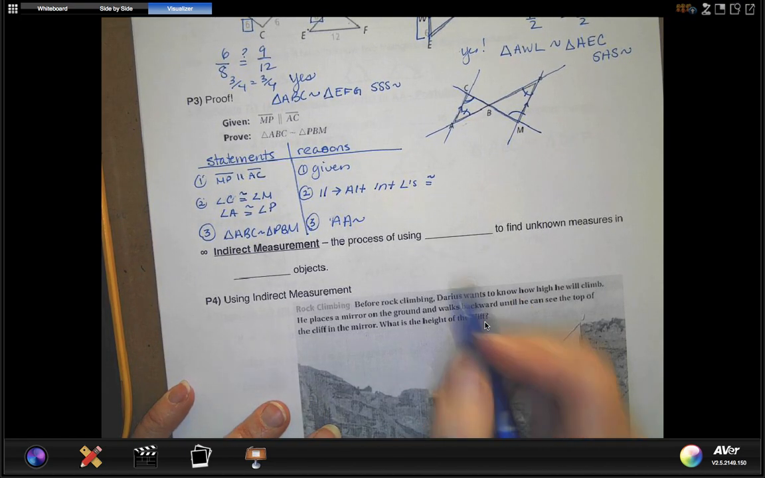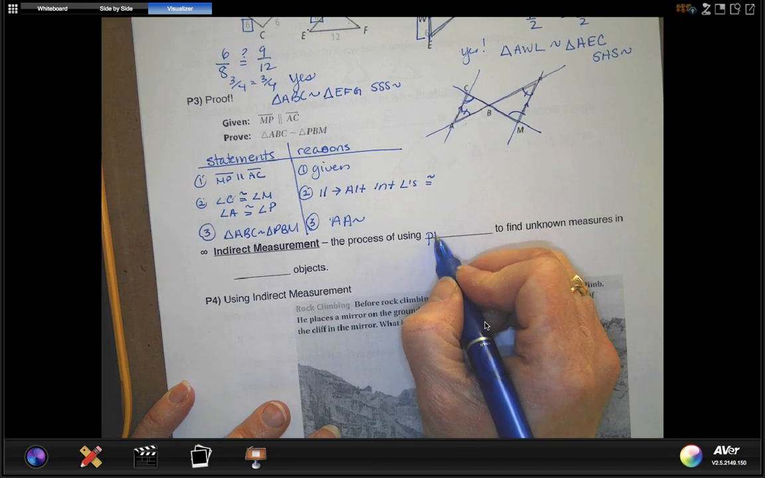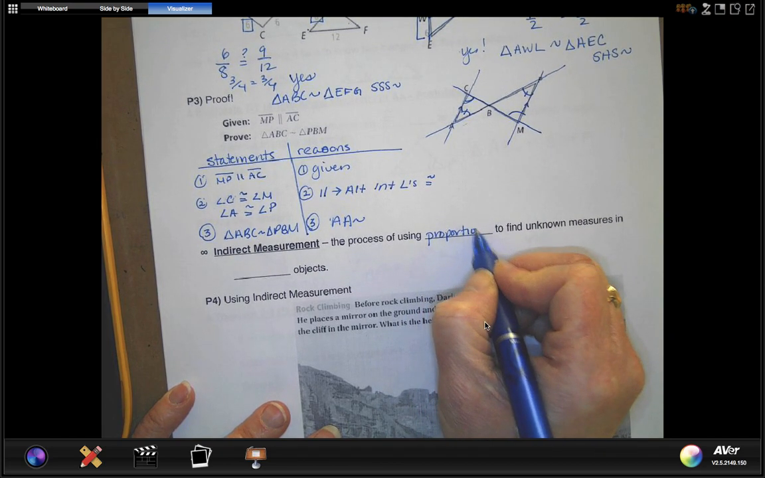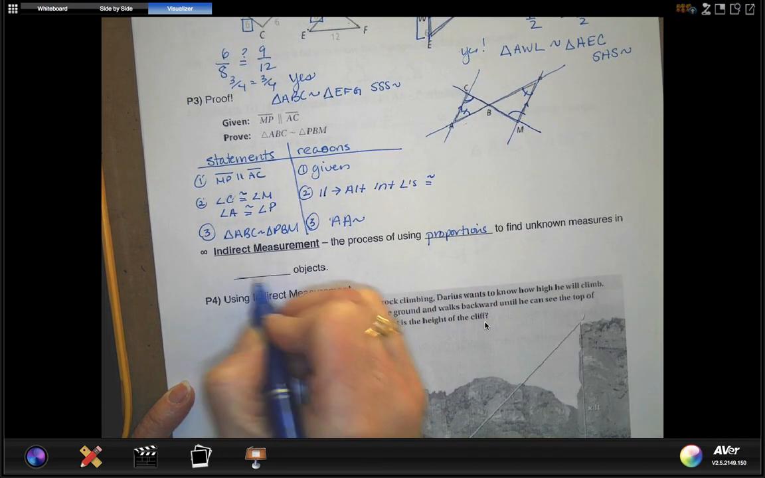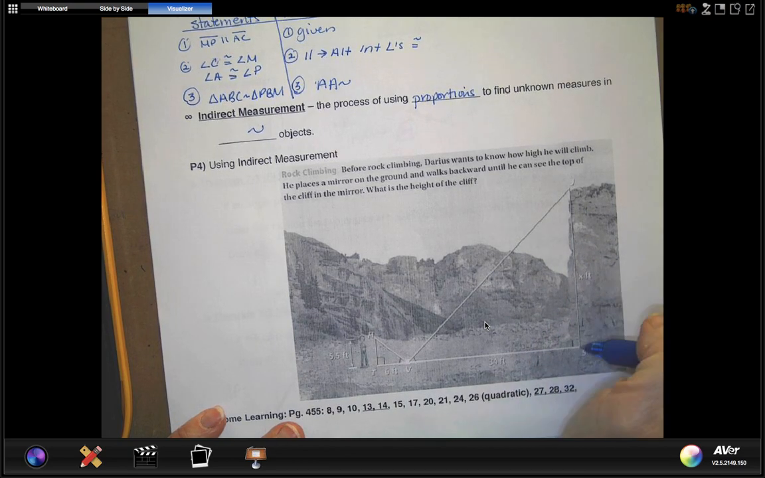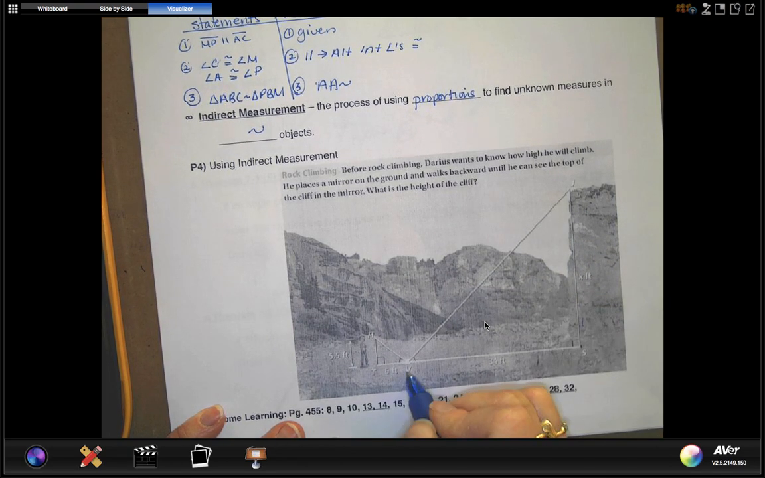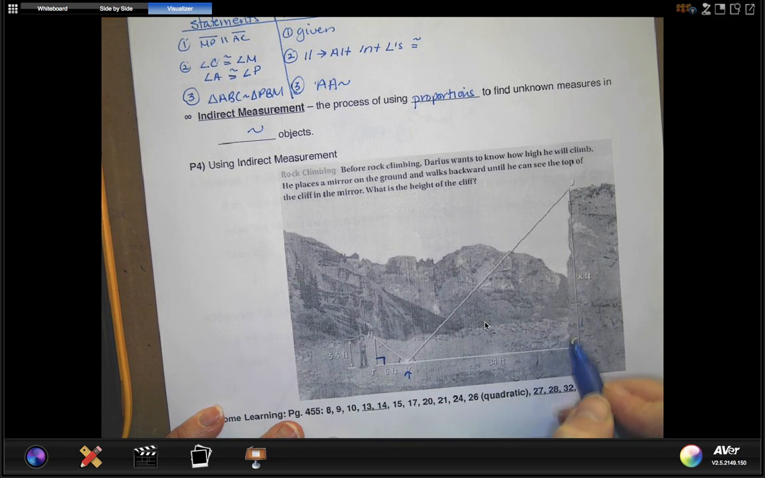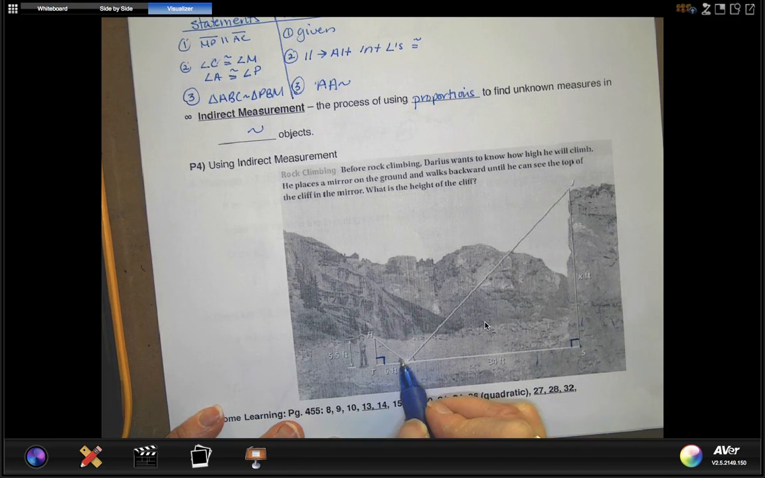All right, indirect measurement is the process of using proportions to find unknown measures in similar objects. So here's Darius. He wants to know how high the cliff is that he's going to climb. So he places a mirror on the ground and walks backwards until he can see the cliff. He knows that he has 2 right angles right here, and he's also setting it up so that these 2 angles down here are congruent.